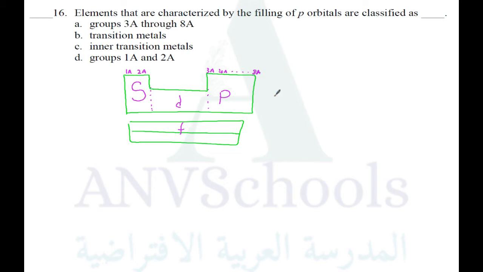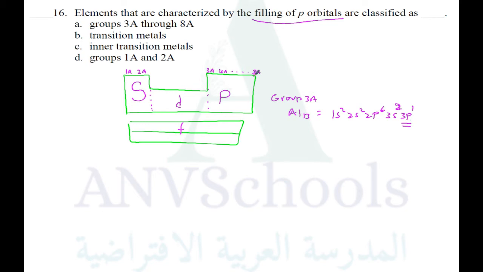Let's take one example. Group 3A, one example is aluminum, 13. If you write its configuration: 1s2, 2s2, 2p6, 3s2, 3p1. Does it fulfill the statement that they are characterized by filling of p orbitals? The last electron fills what? The p orbital. So they are classified as p block. So what are the p block groups? All the elements from this range up to this are called p block.